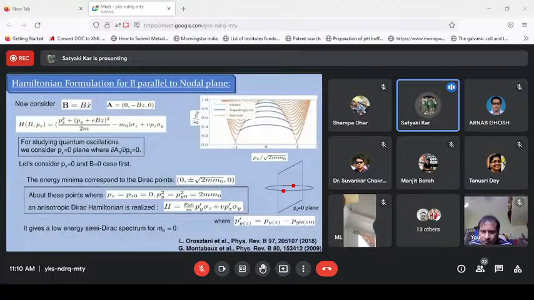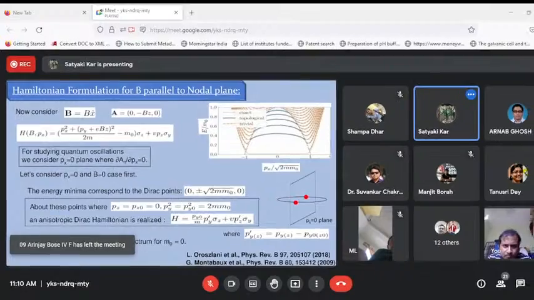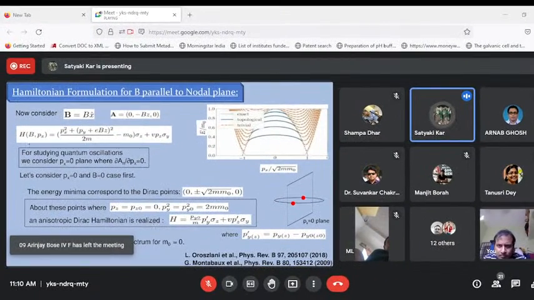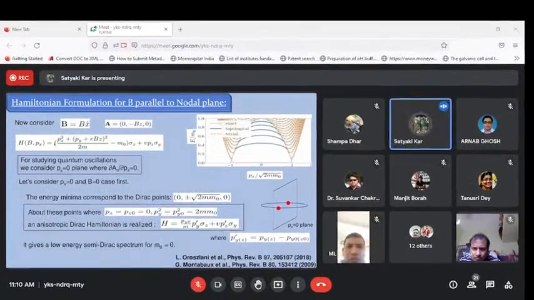We can come back to that later if we have time. So the next thing is when my magnetic field is in the nodal plane. When my magnetic field is in the nodal plane, let's say in the x direction, then the problem is trickier because the xy symmetry of the problem is lost because the field is in the x direction. But still we can write the Hamiltonian expression after doing the Peierls substitution, which looks like that.